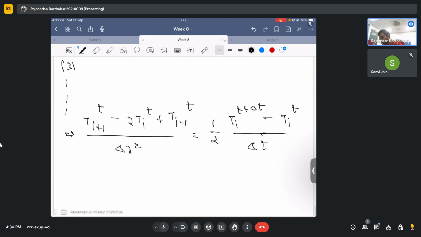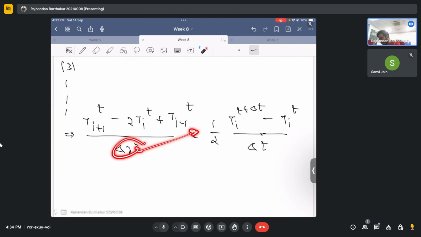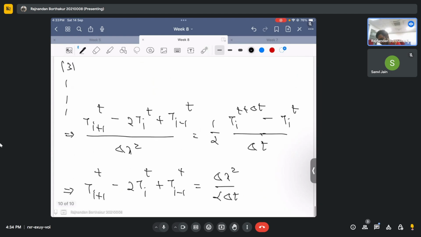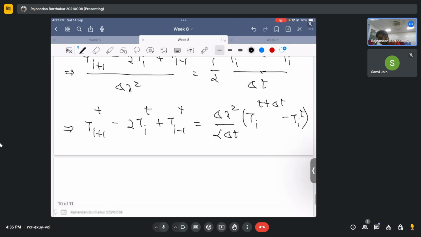So what I will now do is I will take this delta x squared here, and then what I would get is T of i plus 1 at t minus 2 times T of i at t plus T of i minus 1 at t, and this becomes equal to what? Alpha delta t over delta x squared times T of i at t plus delta t minus T of i at t. Something like this.